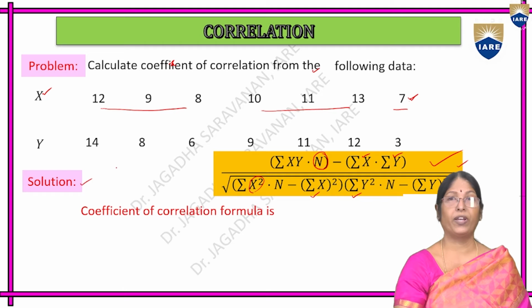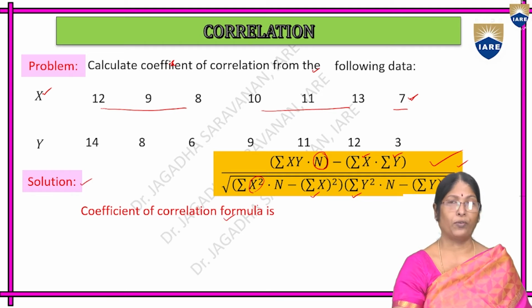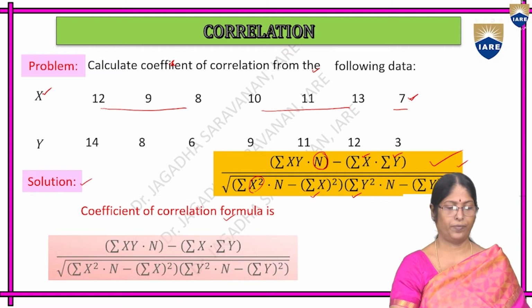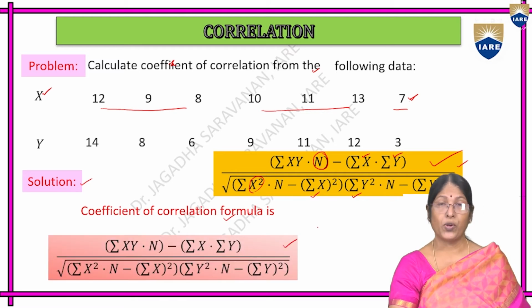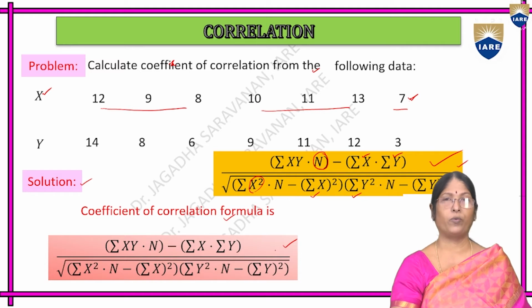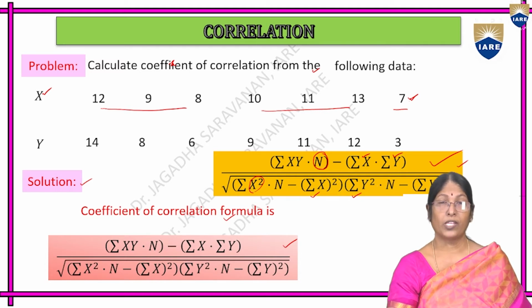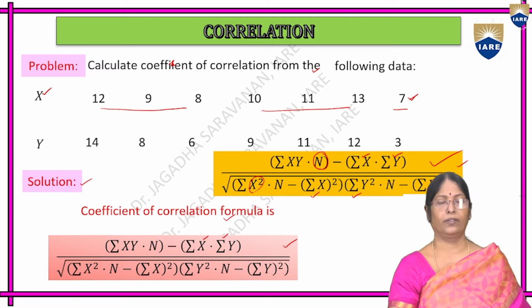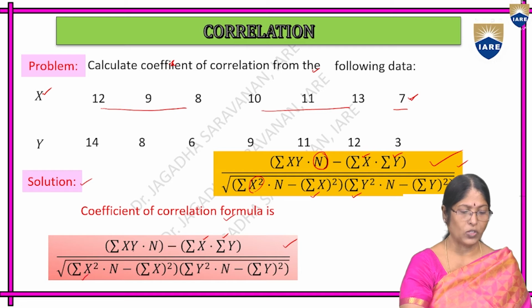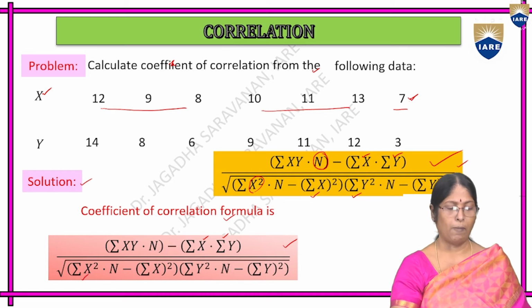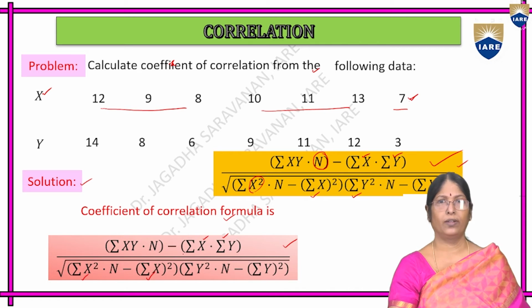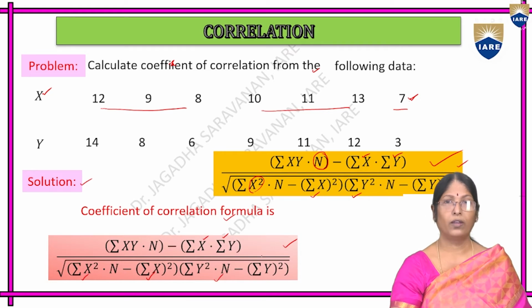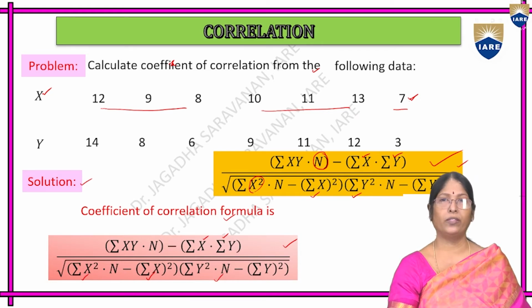So we can see the solution now. The coefficient of correlation formula is: summation xy multiplied by capital N, minus summation x into summation y, divided by the square root of summation x square multiplied by n, minus summation x the whole square, into summation y square into n minus summation y the whole square.